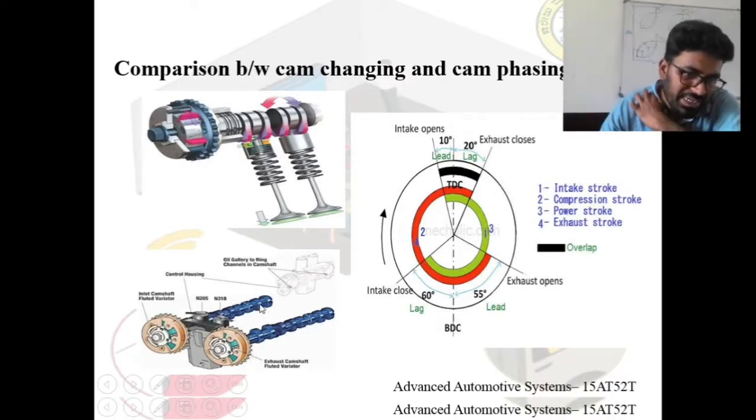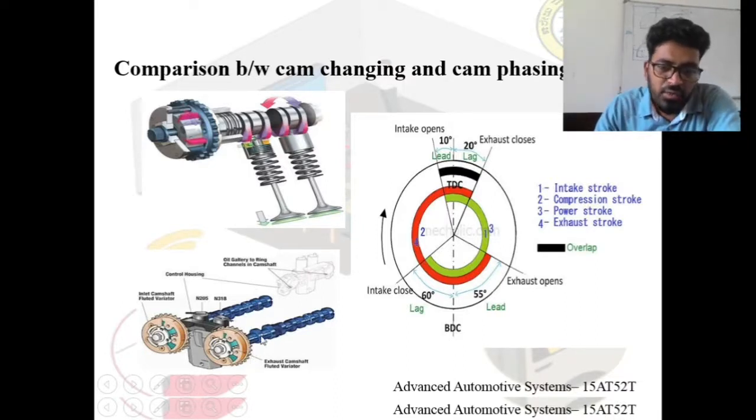In cam phasing VVT, what happens here? We use only one cam profile for one valve operation. In this, we don't change. It will not change the cam profile for the same single valve. Only one cam profile is operated. So what happens at high speed, if the camshaft is advanced, what happens?